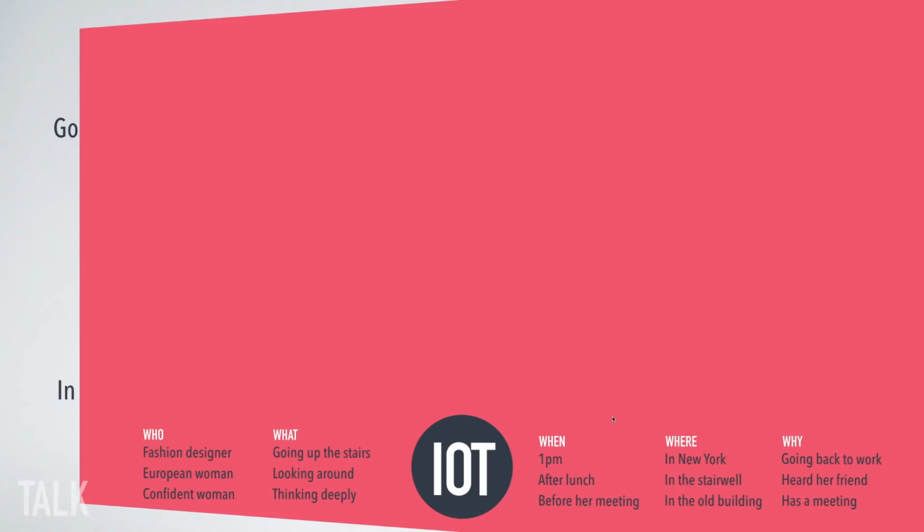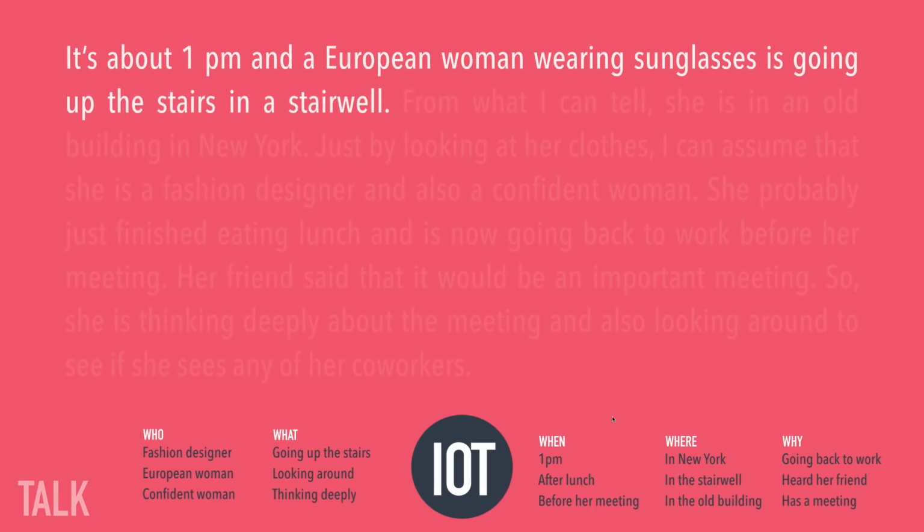Now we have to move on to step number 3, talk. So how are we going to talk using these different details? Let's see. All right, so moving on to step number 3. Now you see at the bottom we have the information from step number 2. So here's the first sentence. It's about 1 p.m. and a European woman wearing sunglasses is going up the stairs in a stairwell.